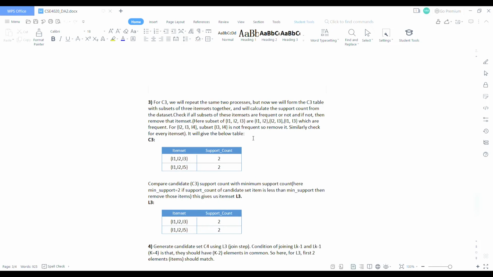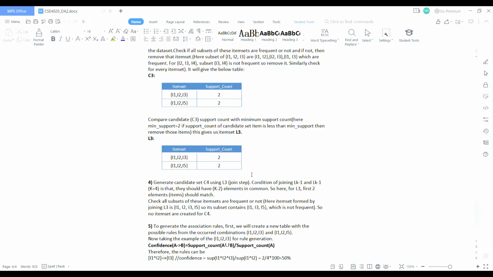So now that we have created the C3 table, we need to do the same process that we did for the previous steps. We need to compare the candidate C3, and we need to take only those item sets which have a support count that is greater than or equal to the minimum support count, that is 2, which will give us the item set L3.